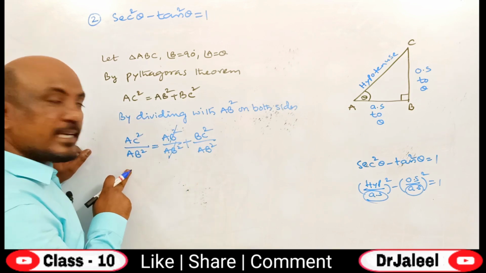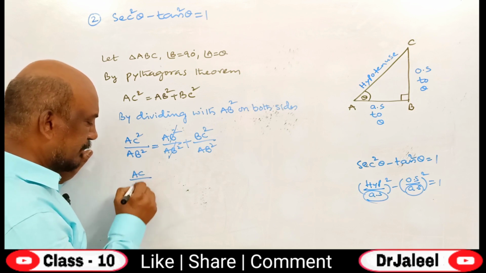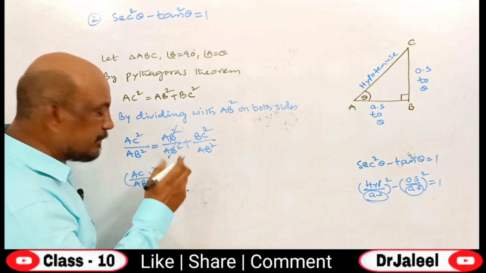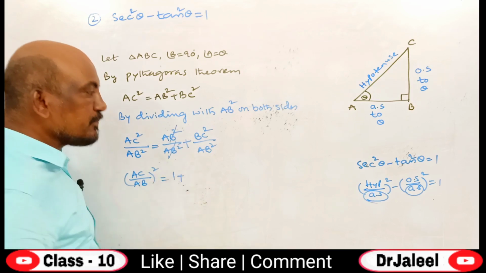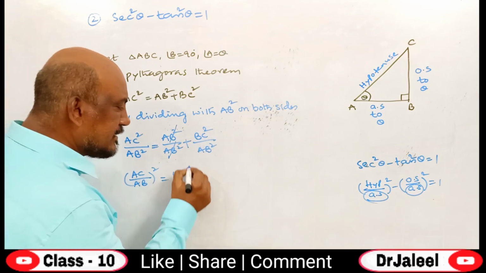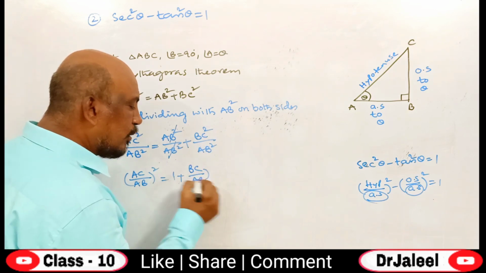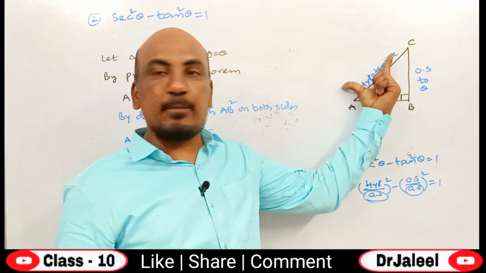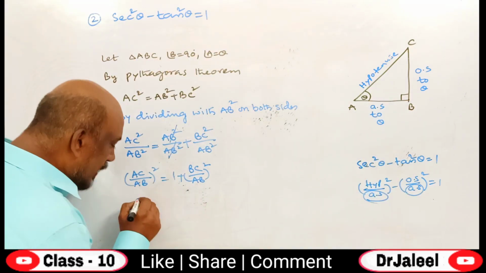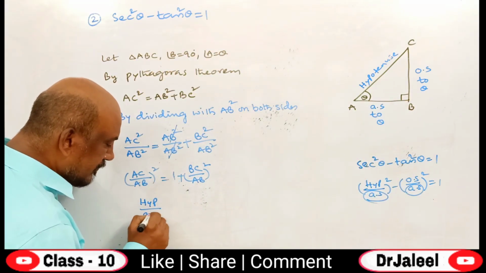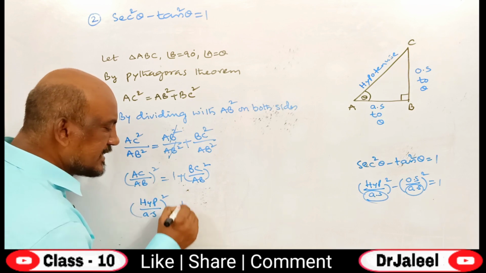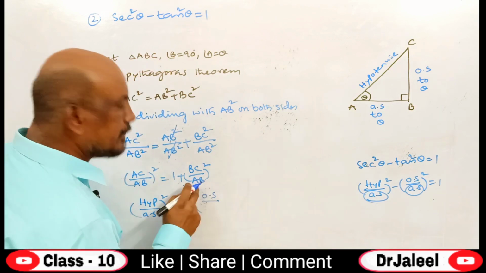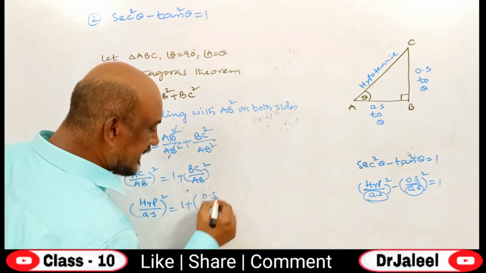AC square by AB square, you can write it as AC by AB whole square is equal to AB square by AB square is how much, beta? 1 plus BC square by AB square can be written as BC by AB whole square. So now what is AC and what is AB? AC is hypotenuse, AB is adjacent. So hypotenuse by adjacent side whole square is equal to 1 plus what is BC? BC is opposite side. Opposite side by AB. AB is adjacent side whole square.